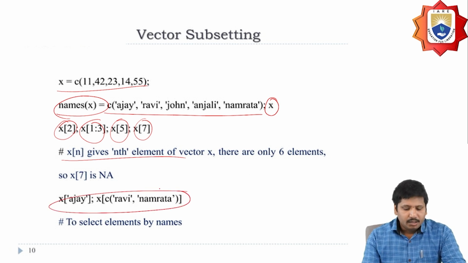And x of Ajay, x of Ravi, and then Narmada. So how can we select these names here?